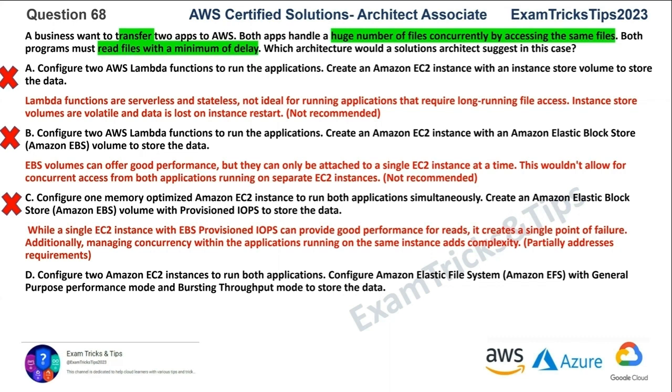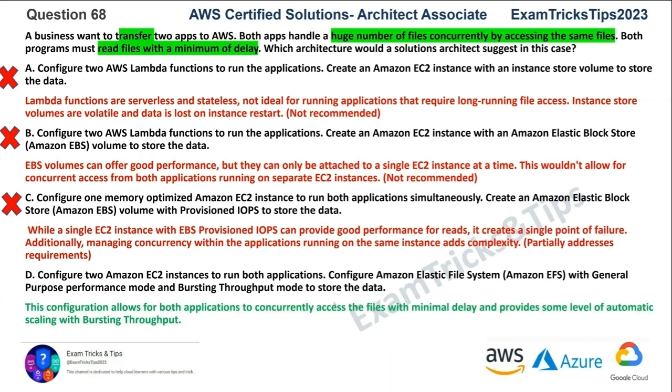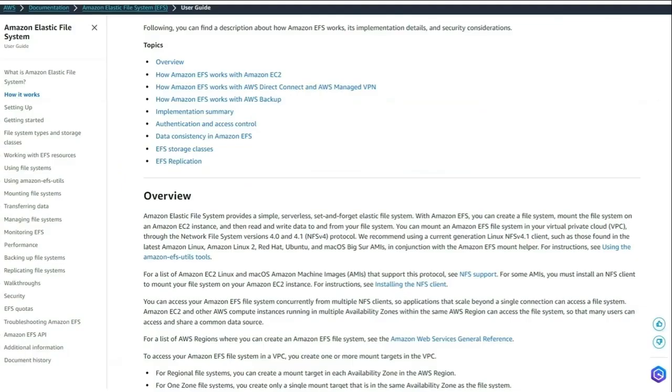And then these apps will access a common Elastic File System, and it would allow concurrent reads with minimal delay. It also will provide some level of automatic scaling with bursting throughput. So this is the correct answer. Different EC2 instances for running your apps and use of EFS for concurrent file access. So that's your answer. And here is a reference article from AWS documentation.